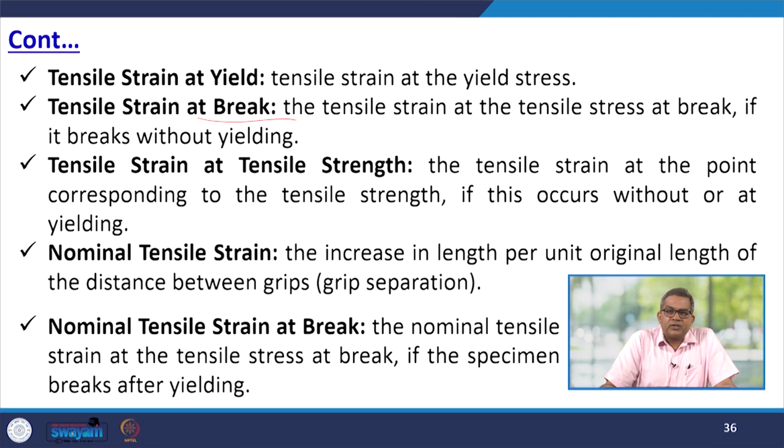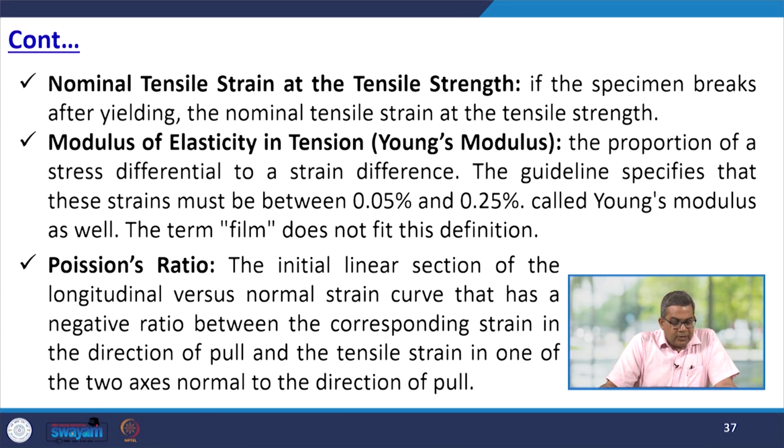The nominal tensile strain at break is the nominal tensile strain at the tensile stress at break if the specimen breaks after yielding. Another definition is the nominal tensile strain at the tensile strength, if the specimen breaks after yielding. Young's modulus, or the modulus of elasticity in tension, is the ratio of a stress difference to a strain difference, and the guideline specifies that these strains must be between 0.05 and 0.25. This is called the Young's modulus as well. The term film does not fit this particular definition.